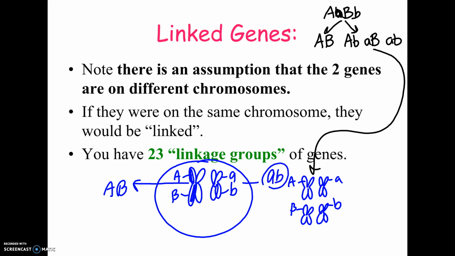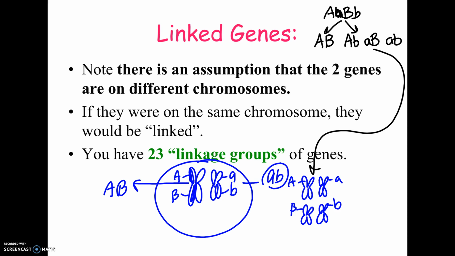Now, for the purposes of this chapter, you will not have to solve any kind of genetic problems that involve linked genes. We're going to talk about it more in the next chapter. All you have to know is the definition for this chapter. So linked genes are those that are carried on the same chromosome, and they tend to be inherited together.